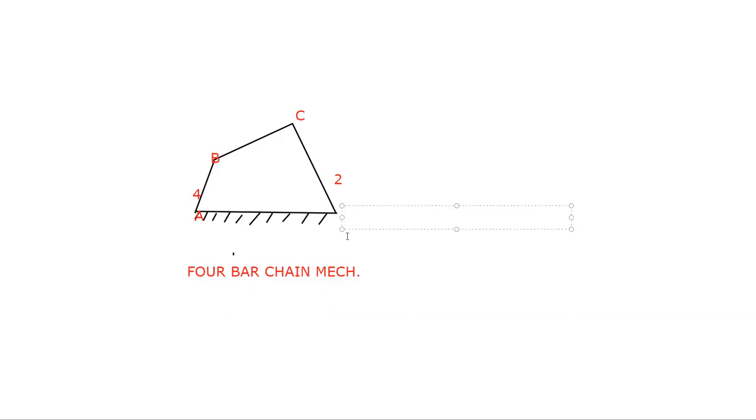Okay. So now you can see here, this is my first link, this is my second link, this is my third link, and this is my fourth link. So you can see here my A and D link is fixed. Okay, so when we are going for the instantaneous center, you have to remember this.